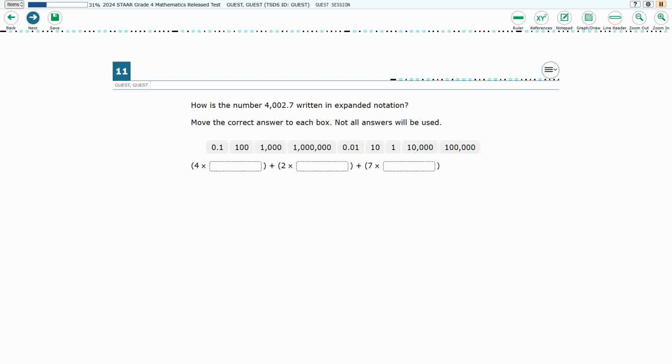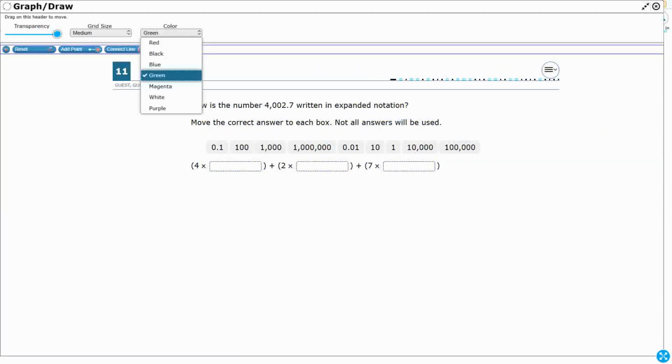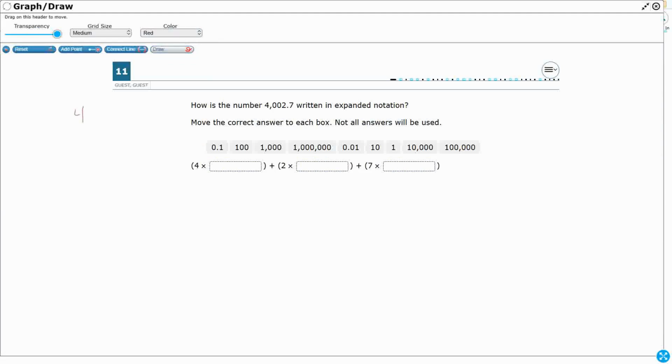For number 11, we've got a drag and drop here. Expanded notation is what we are looking at, and this is item 4.2b, and we've got a basic number, and we need to write it in expanded notation. So let's do this. I'm going to write a place value chart here. I got my decimal right there.